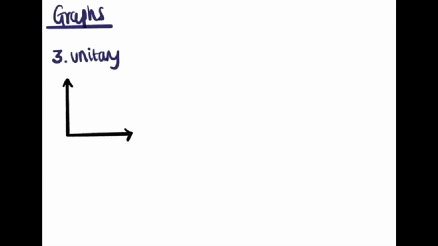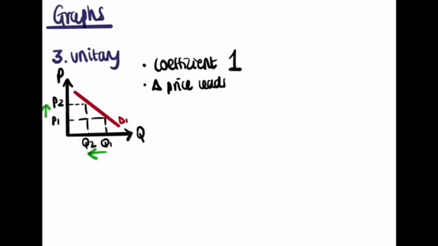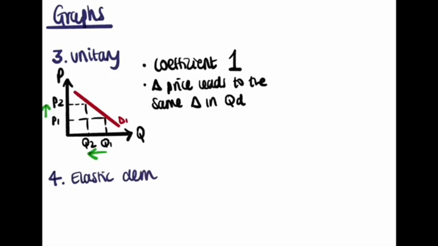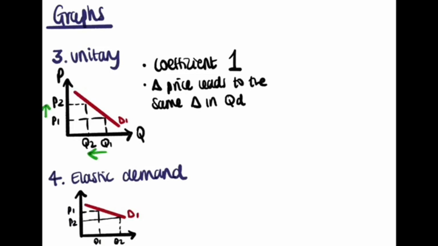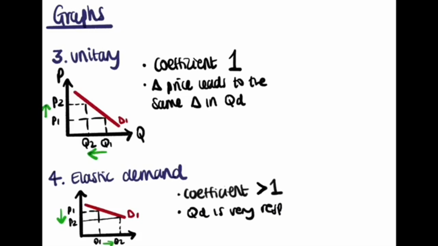Unitary elasticity has a coefficient of exactly 1, so any price changes lead to the same amount of change in the quantity demanded. The curve for elastic demand is relatively flat, and we can see that a change in price leads to a much greater change in quantity demanded.